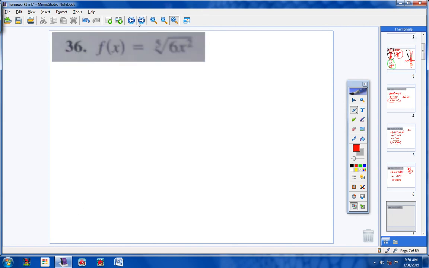Okay, moving on to number 36. Everywhere there is an x, we'll check for even. Everywhere there's an x, I'm going to put a negative x.